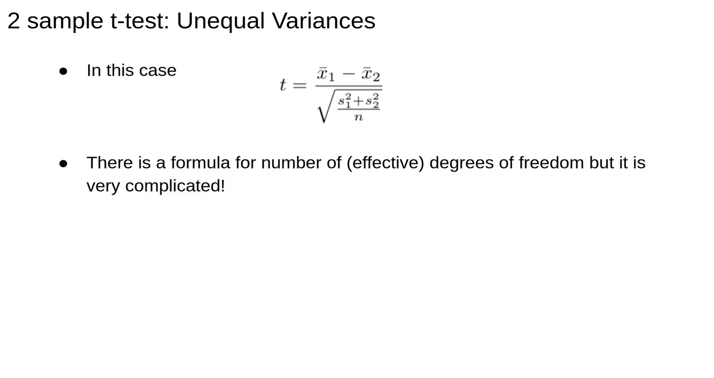However, it can be shown that this distribution is very well approximated by a t-distribution with a different number of degrees of freedom. Sometimes these are called effective degrees of freedom, and this approximation is why their formula is so complicated. In practice, we should almost always be using libraries like SciPy for stuff like this. The SciPy function ttest_ind will perform t-tests for equal and unequal variances, and we will play with it in the workshop.